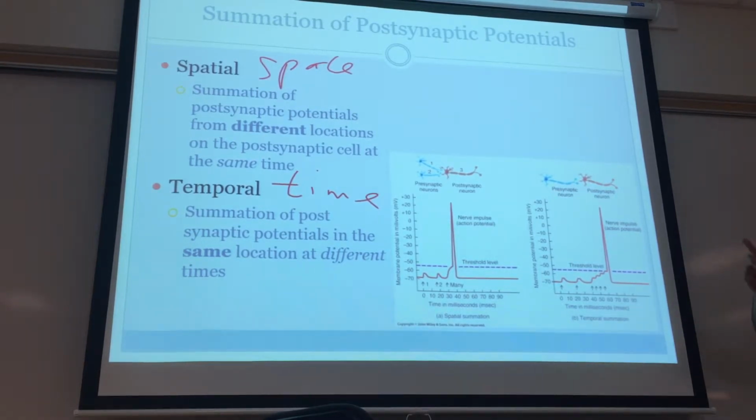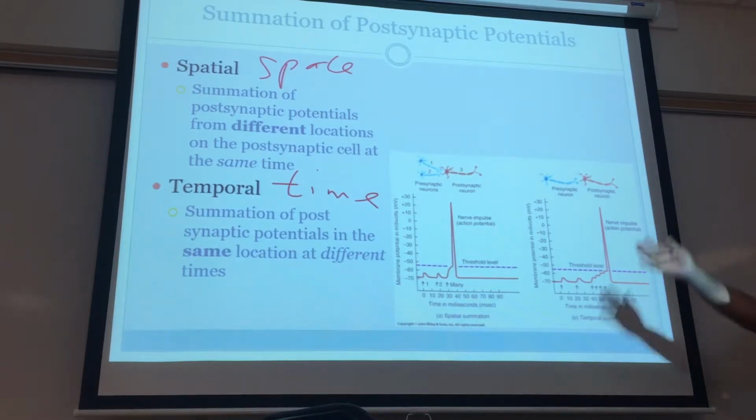Spatial is where you have the summation of postsynaptic potentials from different locations on the postsynaptic cell at the same time. That means you have two people poking at you, up until the point that you reach threshold and you fire off and you do whatever you want to do, okay? Now temporal is the summation of postsynaptic potentials at the same location at different times. So that's someone poking you repeatedly, up until the point that those summate and you reach threshold and you do whatever you do, whether it's a backhand or forehand, whatever it is, okay?